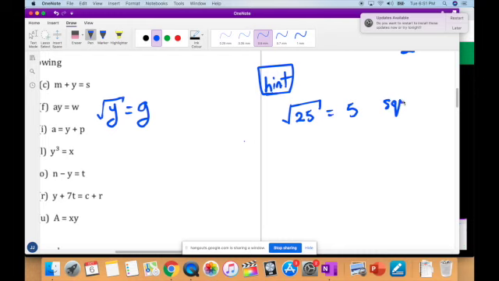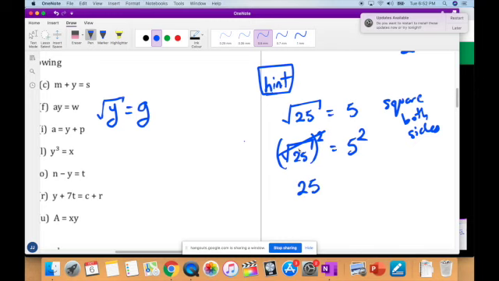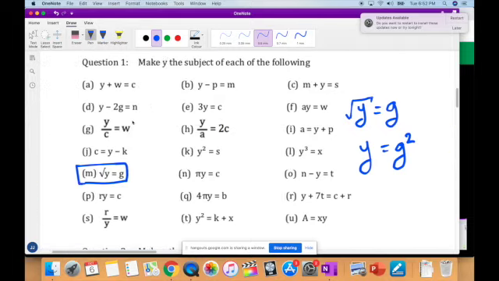So square both sides. Therefore the square root of 25 squared is equal to 5 squared. If you have a square root and you square it, the square root and the square cancel off, so you'll basically be getting rid of the square root sign. That is equal to 5 squared. So in this case, to get rid of the square root sign, y is equal to g squared. You understand this, Scotia? Yes, sir. Alright, nice. Caitlin, you okay?